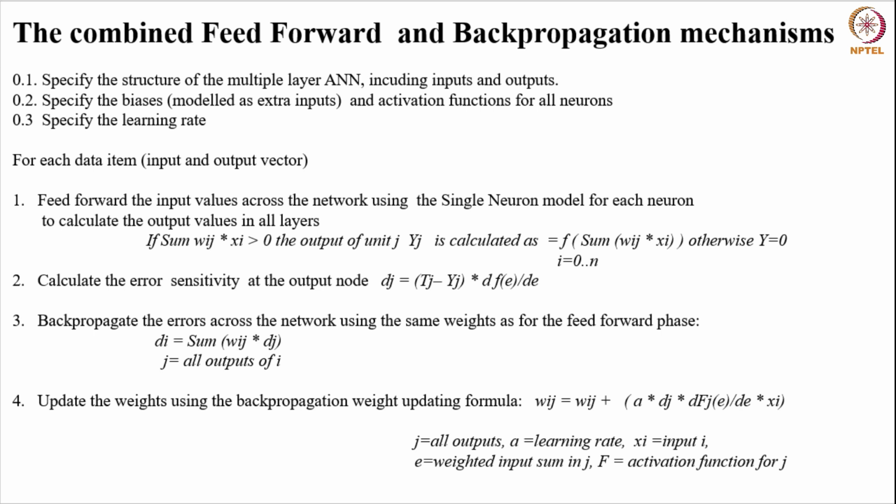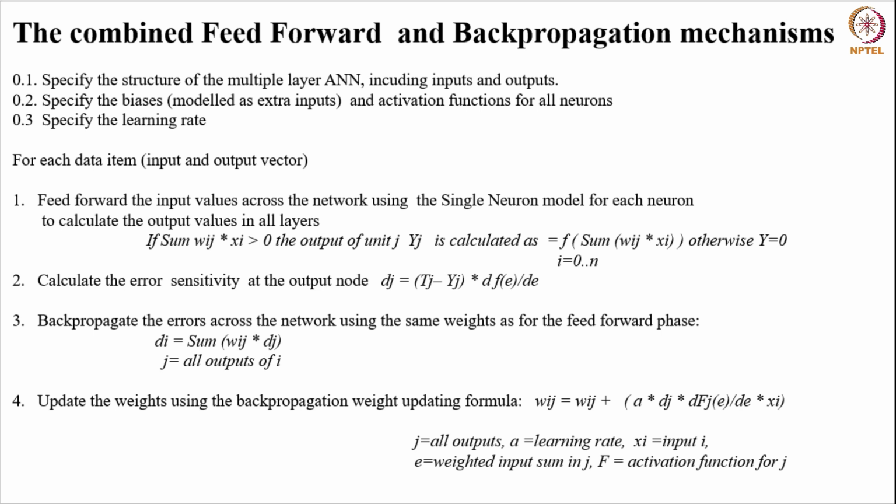So feed forward takes place, as we have seen it earlier, across the network using a single neuron model, and there is no difference here. We calculate the sum of the weighted inputs. If that sum exceeds 0, including, of course, the handling of the bias value, then the output value is calculated as an activation function of the sum. Otherwise, the value is 0. And then this is done systematically through all the layers in the network.